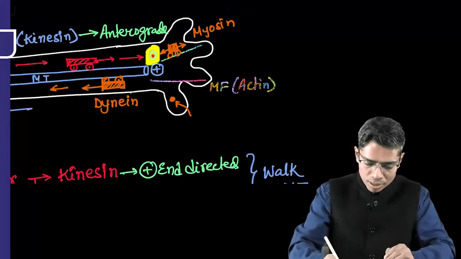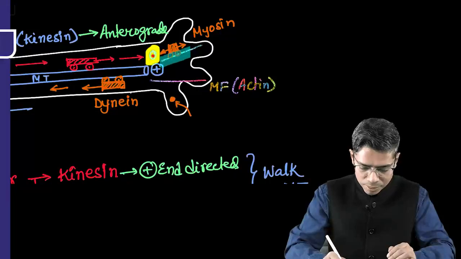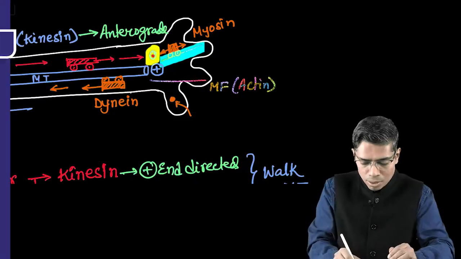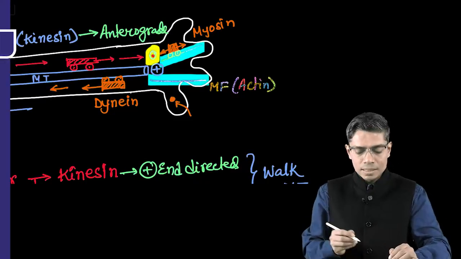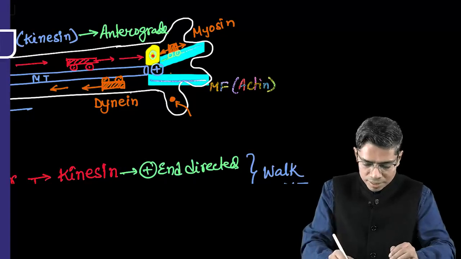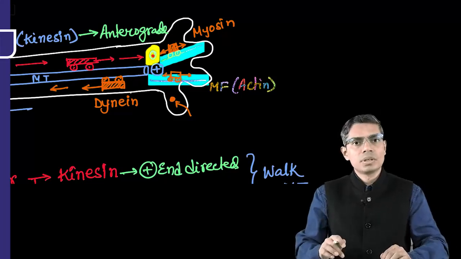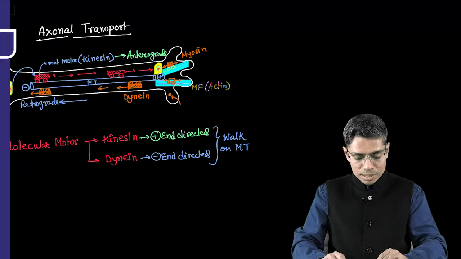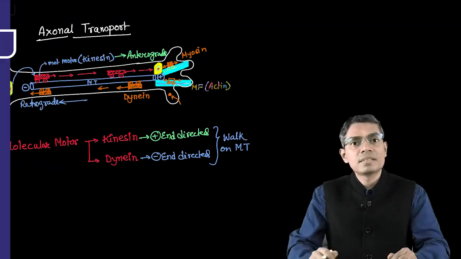Myosin can work on this pathway, and this pathway means the actin pathway, that is the microfilament pathway. On this microfilament pathway, the molecular motor which travels is nothing but myosin molecular motor, which is a bidirectional motor. So you may be a little bit confused. Myosin, sir, which is responsible for muscle contraction? Answer is yes.